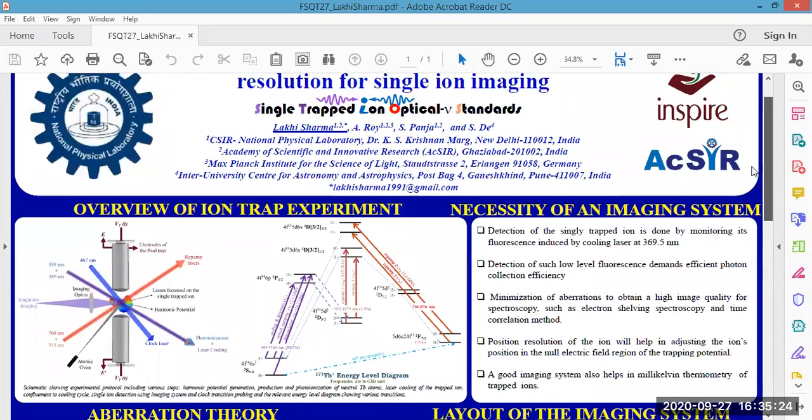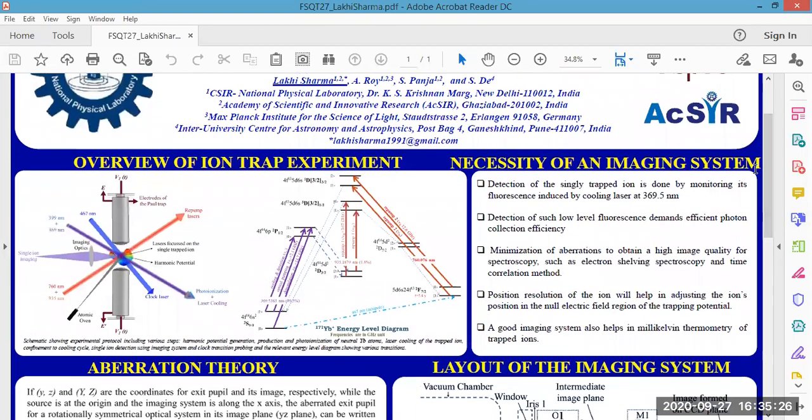Hello everyone, myself Lakshya Sharma, and my topic for presentation is diffraction limited optics giving submicron resolution for single ion imaging. To start with, we are working on developing an optical frequency standard based on a single ytterbium ion.